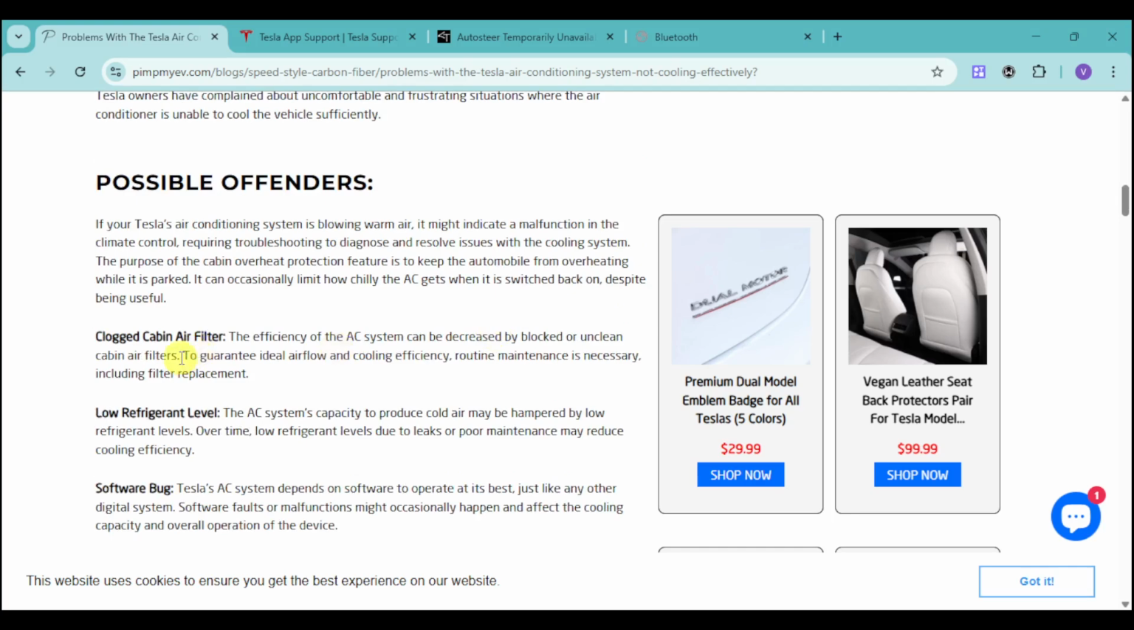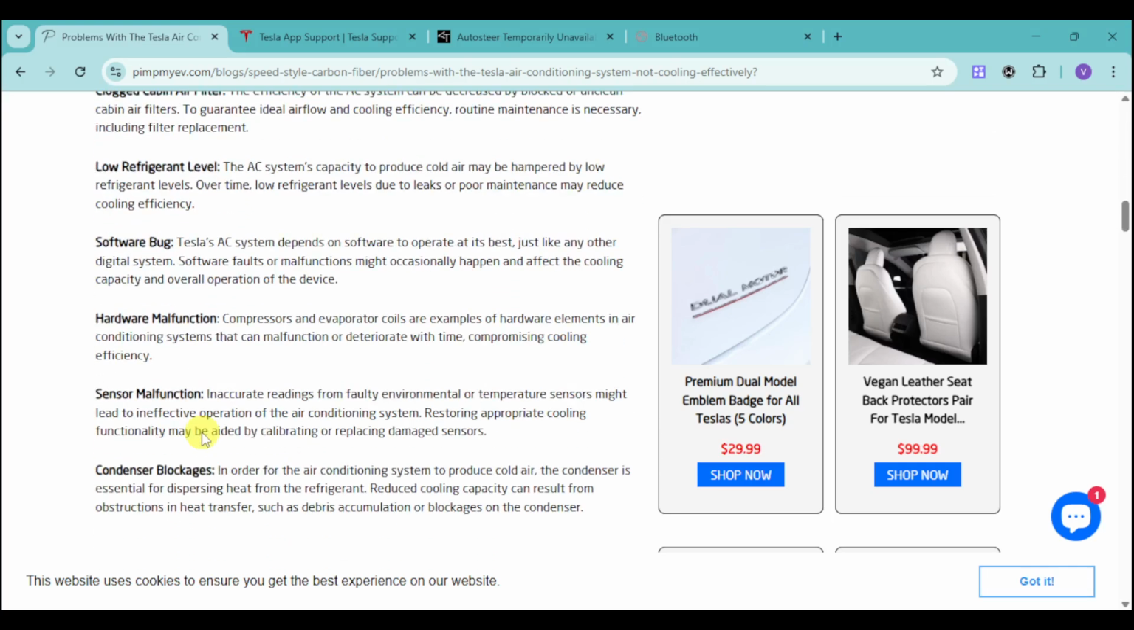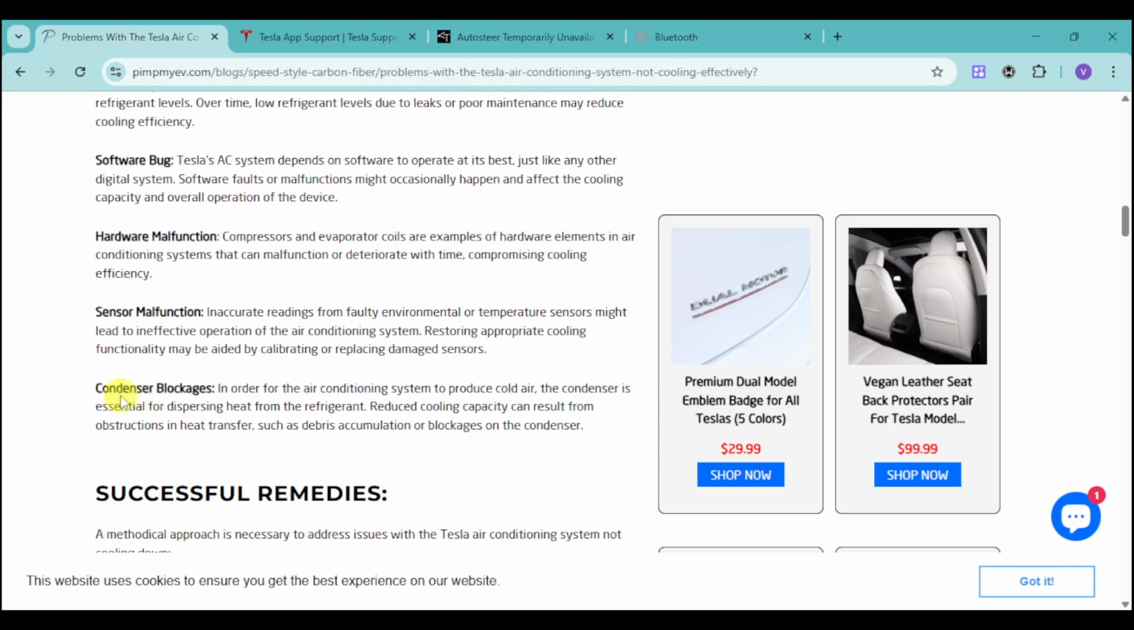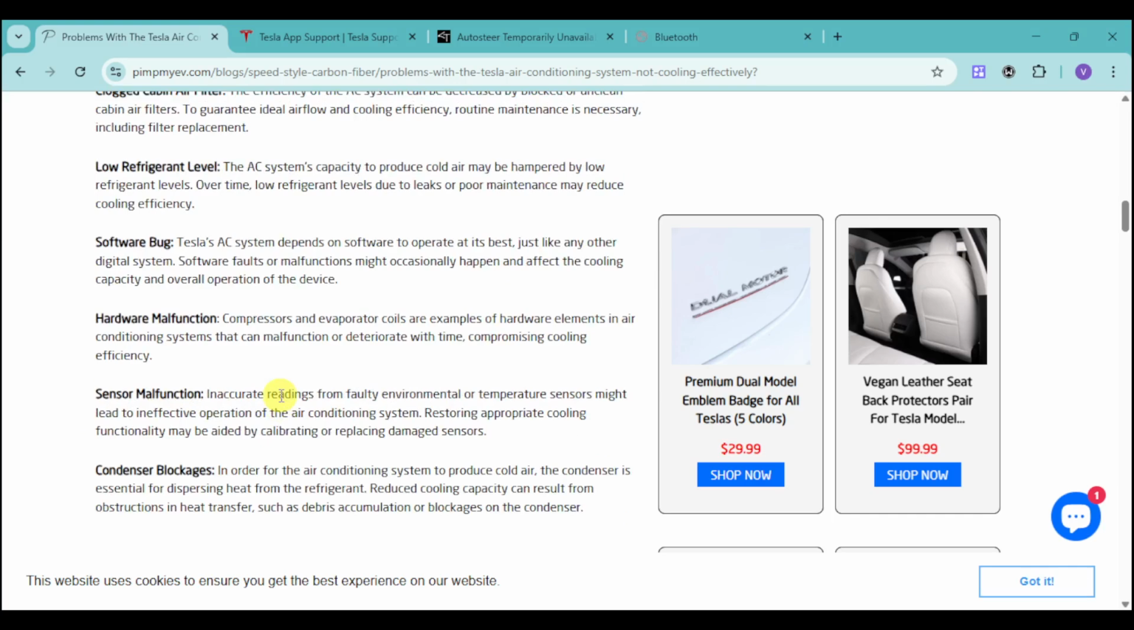So it may be a clogged cabin air filter, low refrigerant levels, a software bug or hardware malfunction, sensor malfunction, as well as condenser blockage. So what you can do is restart your car first and then turn it on. The next thing is, it should be fixed. If it's not fixed, you can head over to any nearest Tesla service center.